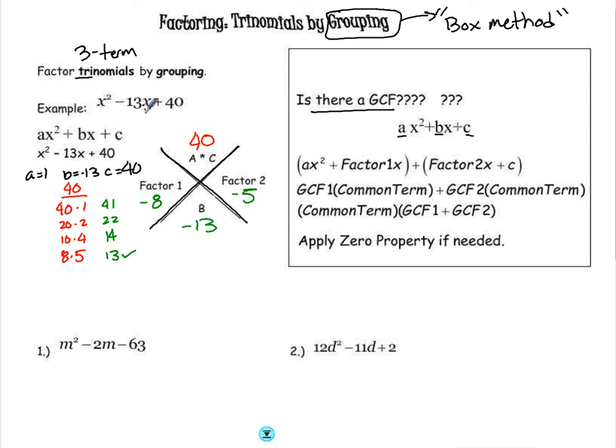So last class we talked about factoring by grouping, and what these factors are my new linear terms. Negative 13x, I can say that negative 13x is really a negative 8x minus a 5x, and that can be the same thing.